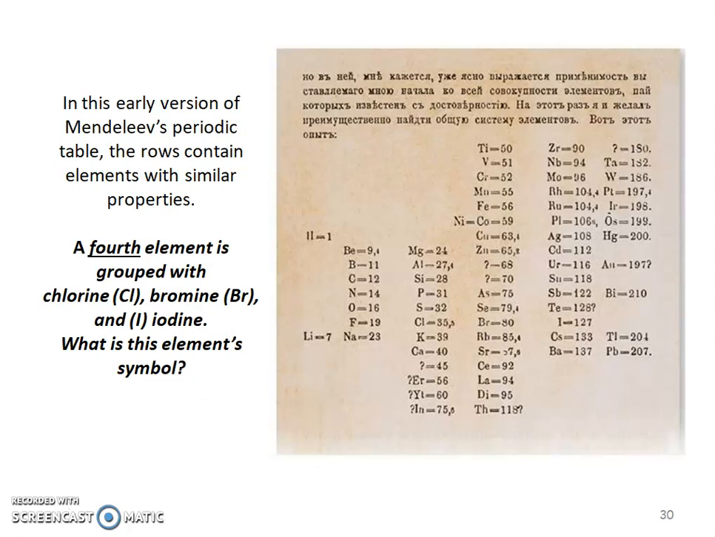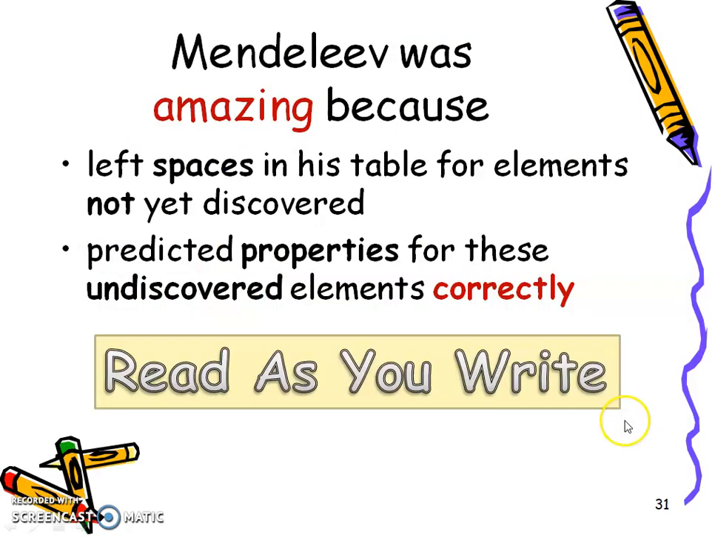Here's another picture of it. This is more in his language, but it says in his early version of the Mendeleev's, the rows contain elements that were similar properties. So his rows are more like our groups today. So it says a fourth element is grouped with chlorine, bromine, and iodine. So here's chlorine, bromine, and iodine. Who's that other element that's in there? Fluorine. Oops, you got it, fluorine.